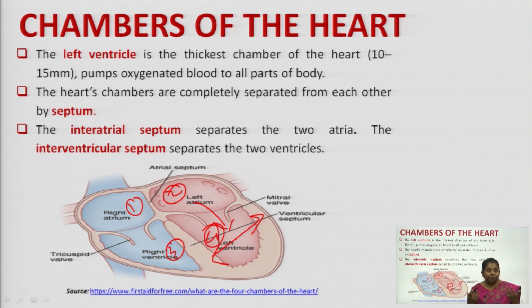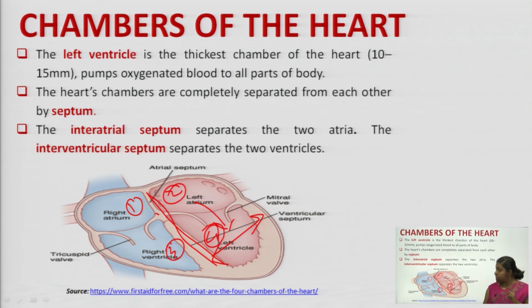Fine. So, to prevent this, the heart chambers are completely separated from each other. The heart chambers, that is your atria and ventricles, are completely separated from each other with the help of a partition. This partition is termed as septum. This is your septum. This region is your septum here.